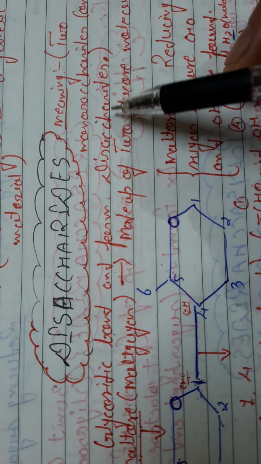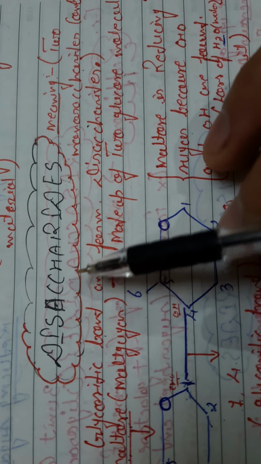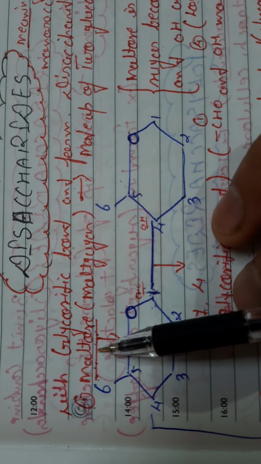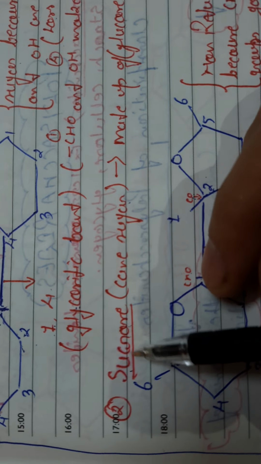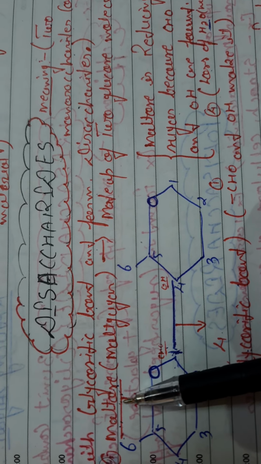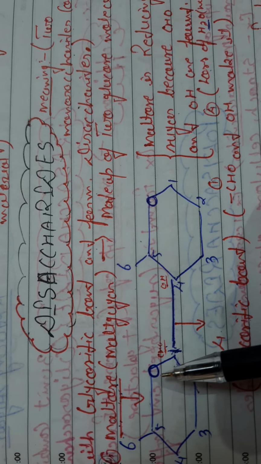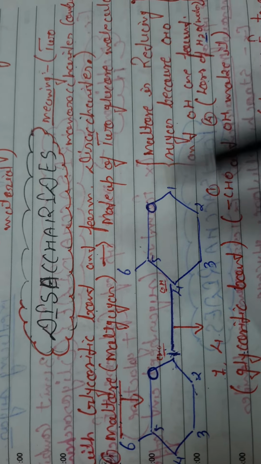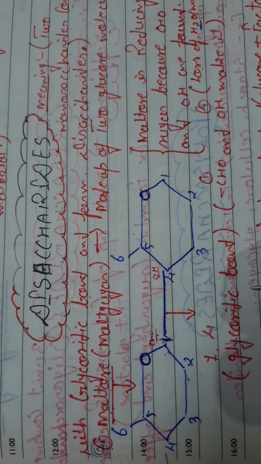Examples of disaccharides are maltose and sucrose. Now what is the difference between them? Maltose sugar is made up of two glucose molecules. When two glucose molecules combine together, they make the maltose structure.